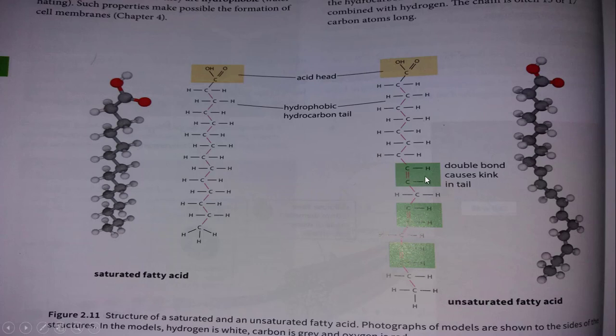Now you can see that there are more than one double bonds. Therefore, this is said to be polyunsaturated. If it contains one double bond, it would be called monounsaturated. If it contains more than one, it would be said to be polyunsaturated. This molecule is said to be a polyunsaturated molecule.